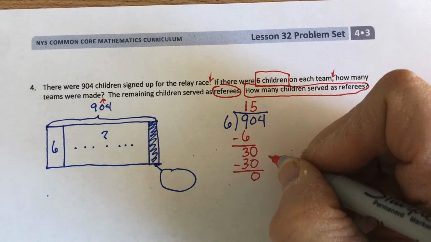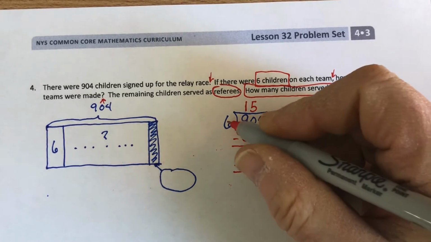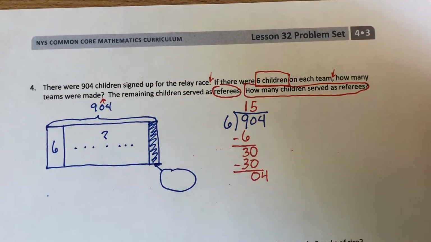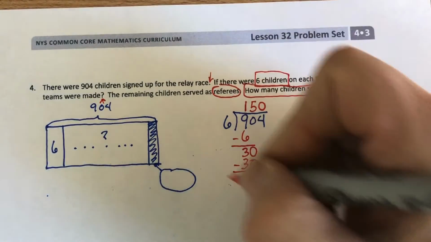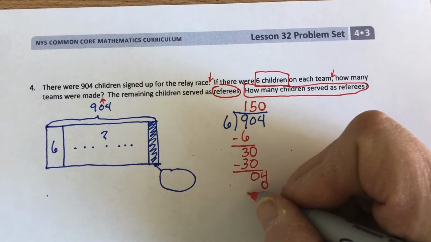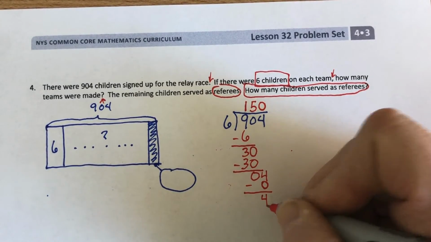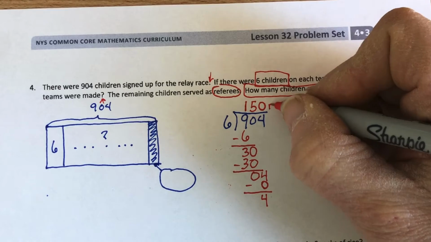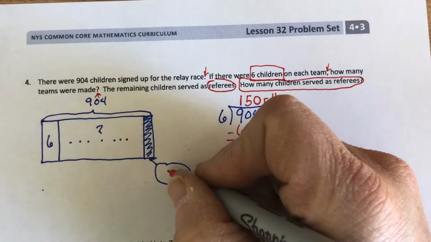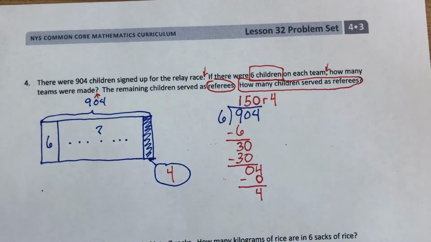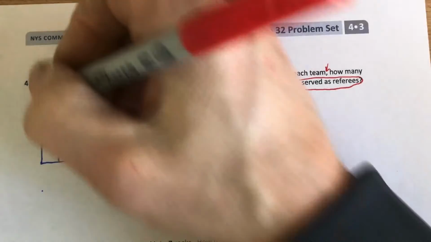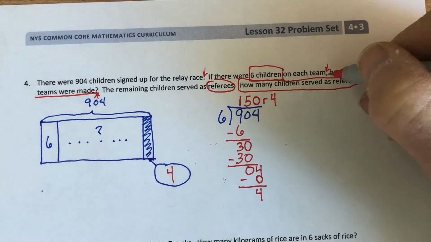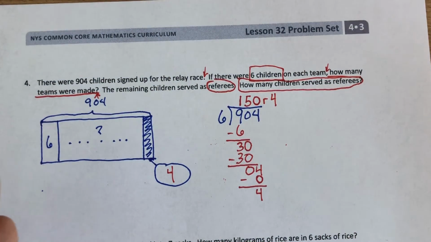Then I drop down my 4 here. 6 goes into 4? Well, it doesn't, but I have to show it. It fits in 0 times. I need to hold that ones place there. 0 times 6 is 0. I subtract. I get 4, and there's my remainder. So there's my answer. It was 4. Good. So I'm going to write a little 4 in there. Okay? So I figured it out. There's going to be 150 teams with 4 left over, right? So I need to include that. There's a question, and how many? So there's 150 teams, and 4 kids served as referees.